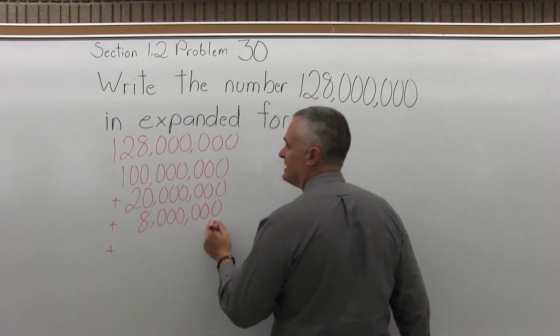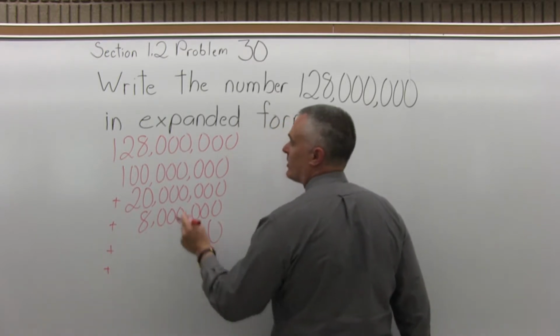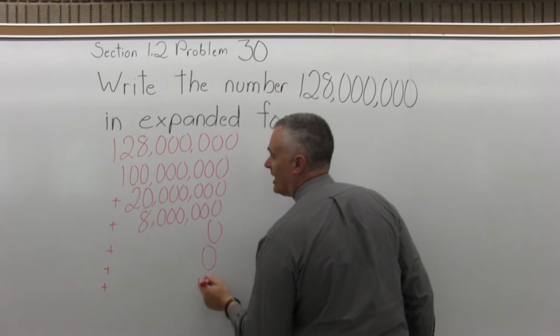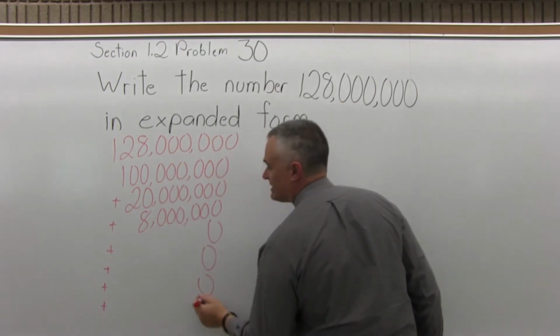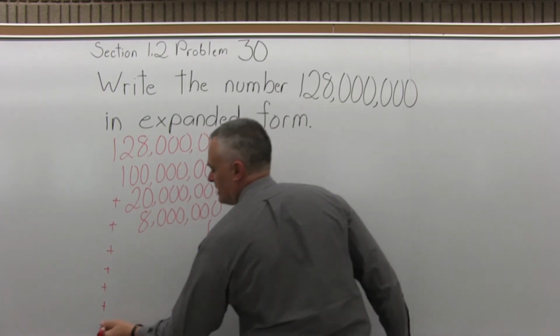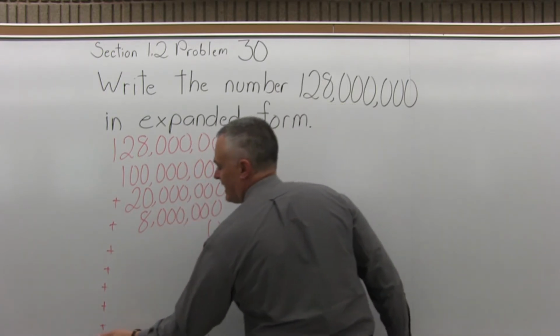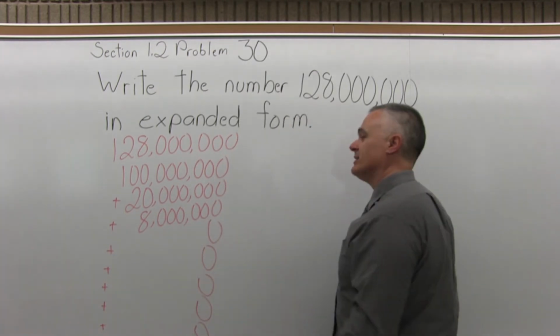Plus 0 for how many hundred thousands. Plus 0 again for how many 10,000s. Plus another 0 for how many thousands, plus another 0 for how many hundreds, plus yet another 0 for how many tens, and then finally plus one more 0 for how many ones.